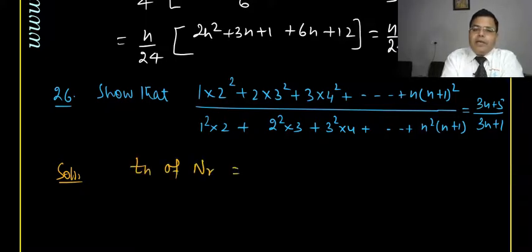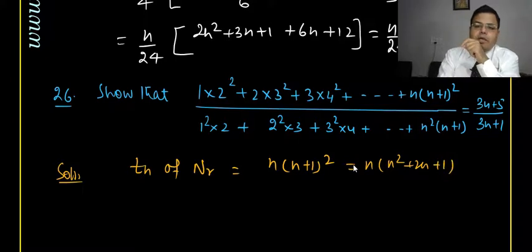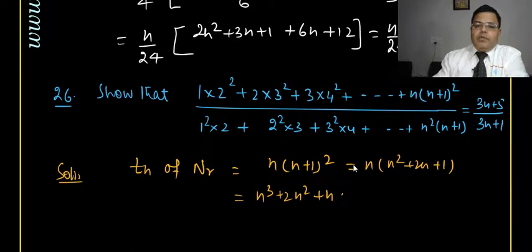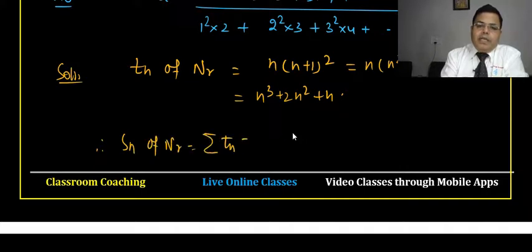Tn of numerator is given by n into (n plus 1) whole square. That will be n into (n square plus 2n plus 1), which is n cube plus 2 times n square plus n. And the denominator also. Therefore, the sum of numerators, Sn of numerator, is given by sigma tn, that is sigma n cube plus twice sigma n square plus sigma n.